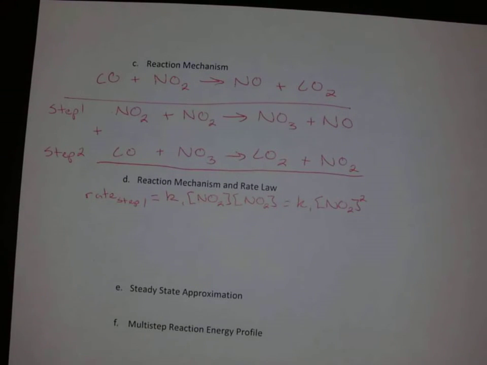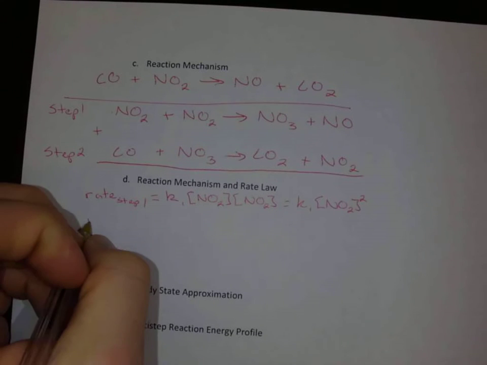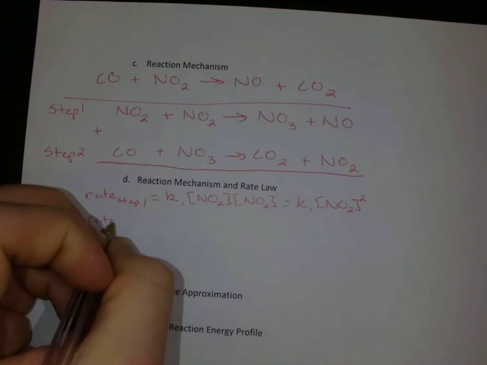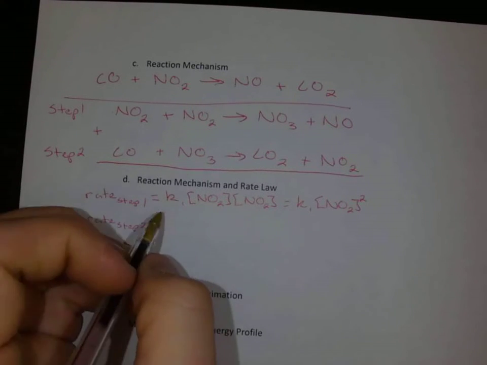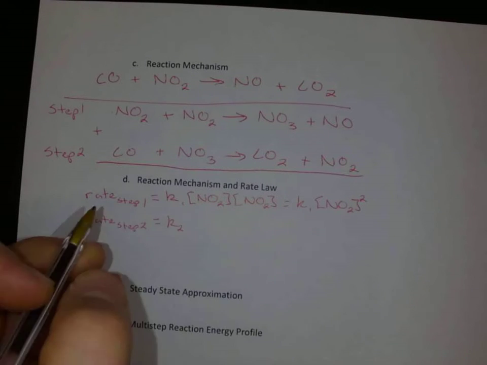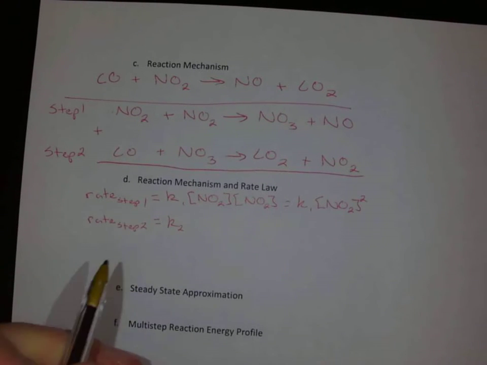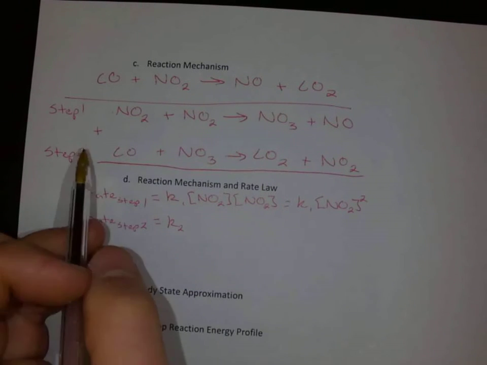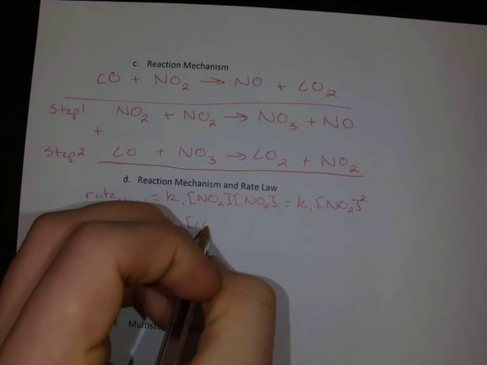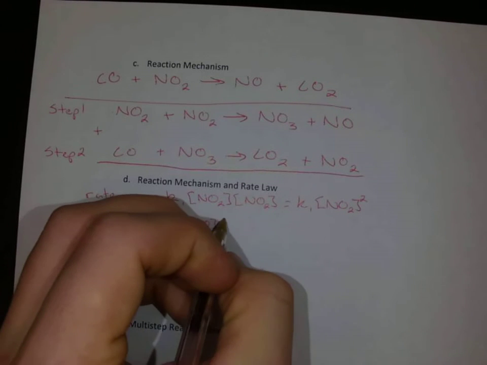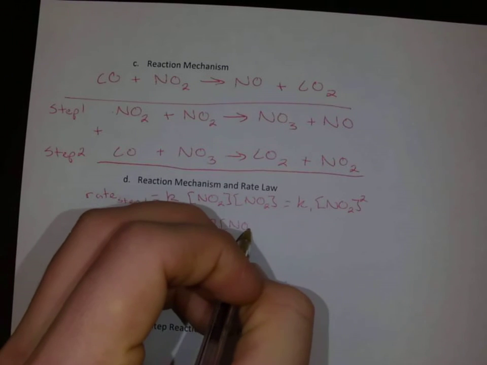And then we would have a rate law for step 2. So our rate for step 2 would be K sub 2. I'm going to use K sub 2 to be my second step. And then it's going to be the concentration of CO times the concentration of NO3.